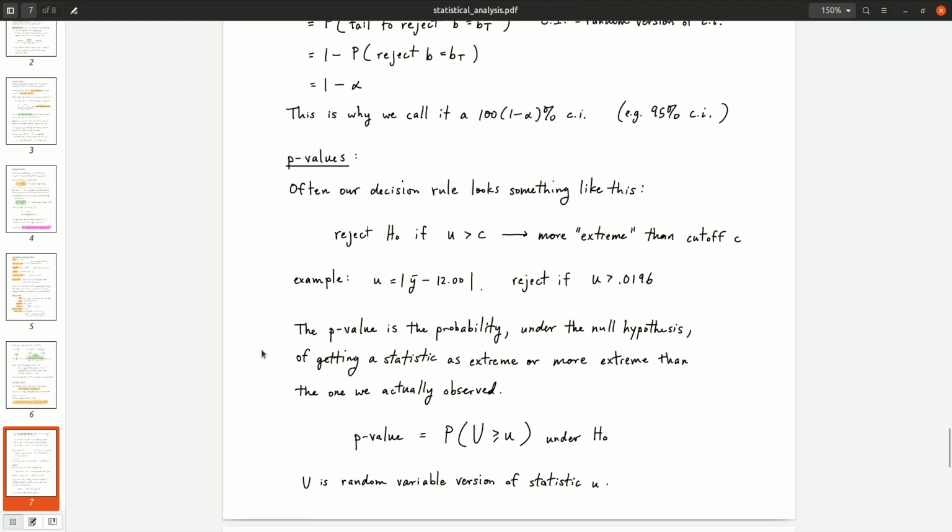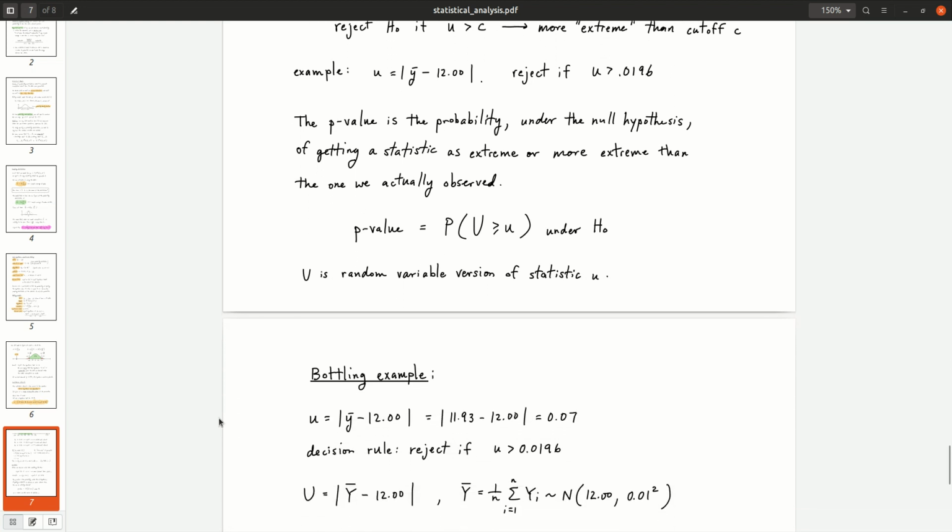What the p-value gives you is the probability, under the null hypothesis, of getting a statistic as extreme or more extreme than the one we actually observed. So as a probability statement, the p-value is the probability that the random version of the statistic is bigger than the one we actually observed, which is u, the realized value of the statistic, under the null hypothesis.